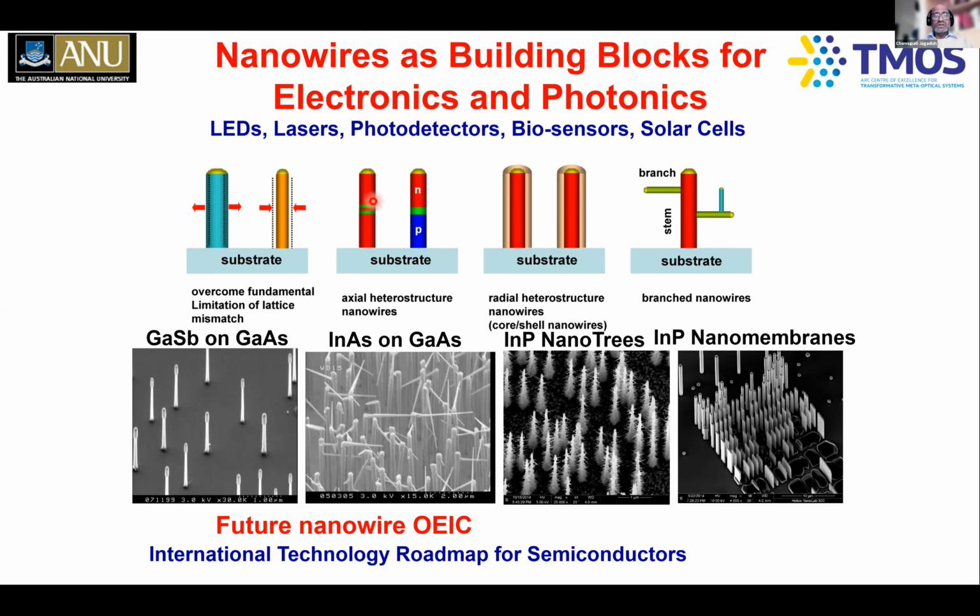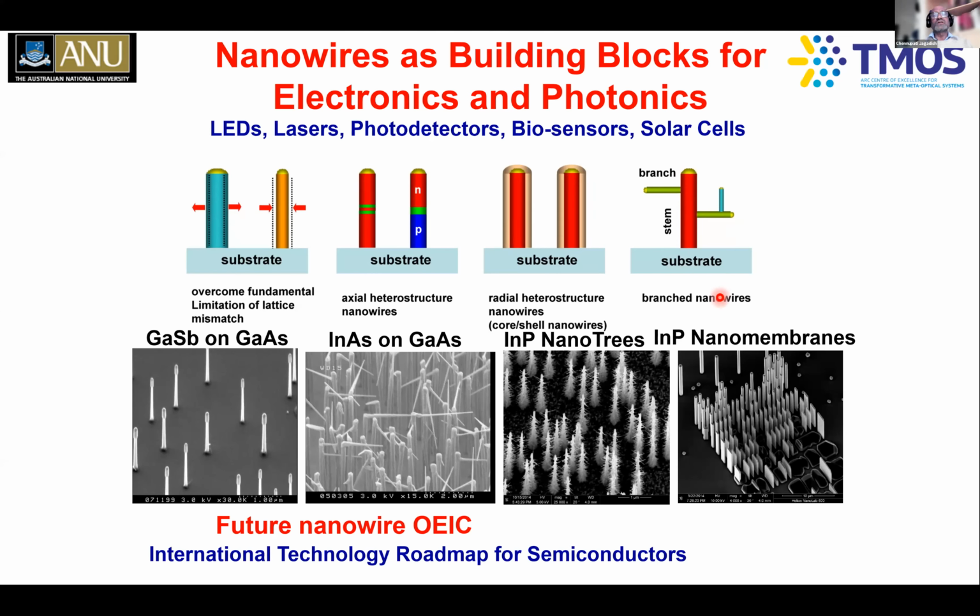We can also create axial heterostructures. You can see this green material is different than the red material. You can create quantum dishes or quantum disks or quantum dots, for example, in the nanowire. You can also dope these nanowires p-type and n-type so that you can create p-n junctions. And you can also create core-shell nanowires. And this pink material is different than the red material, for example, here. Also, you can create branched nanowires.